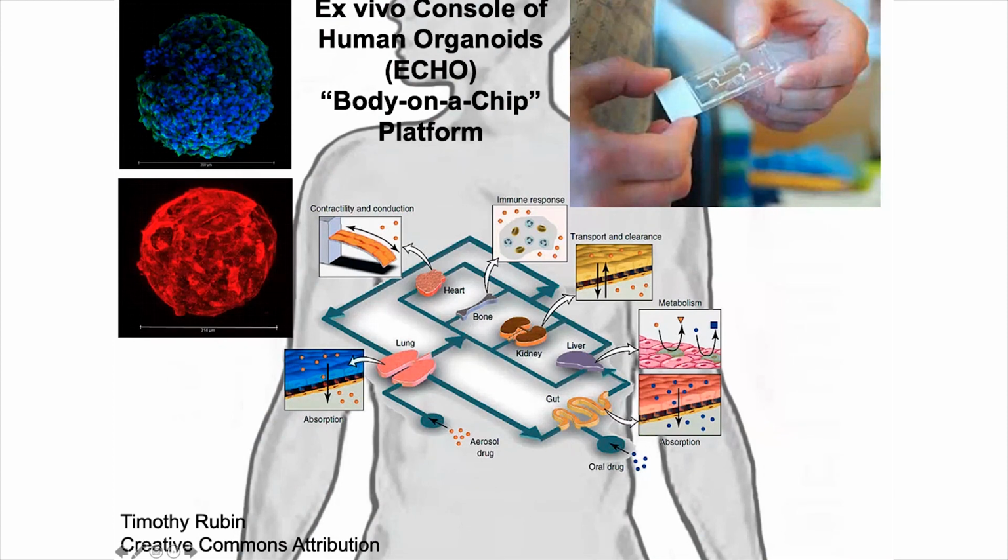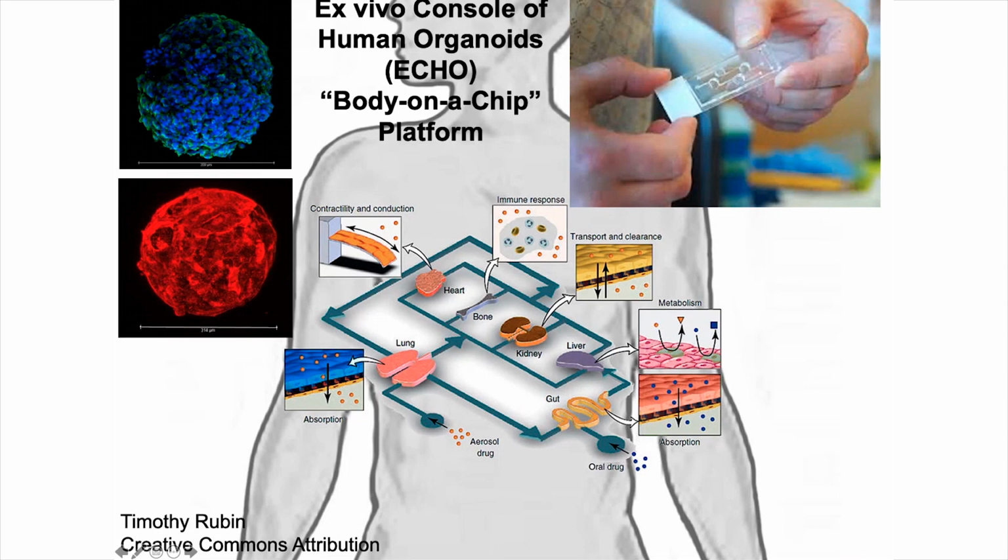One of the last things I want to talk about, one of the last enabling technologies, is the ex vivo console of human organoids, or the ECHO project. This is basically the body on a chip platform. You may or may not have heard of it; it's also called an organoid platform. An organoid is a very small piece of functional tissue, made up of all of the cells that the tissue requires to be functional, and then put into a microfluidic chip. This is a microscope slide, and this slide actually has 4 wells for either 4 different organoids or 4 organoids of the same tissue.